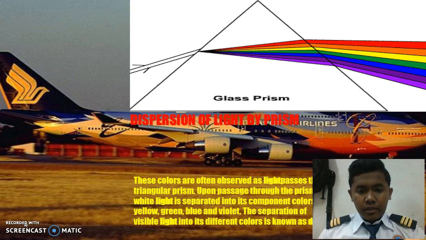Dispersion of light by prism. These colors are often observed as light passes through a triangular prism. Upon passage through the prism, the white light is separated into its component colors: red, orange, yellow, green, blue, and violet. The separation of visible light into its different colors is known as dispersion.